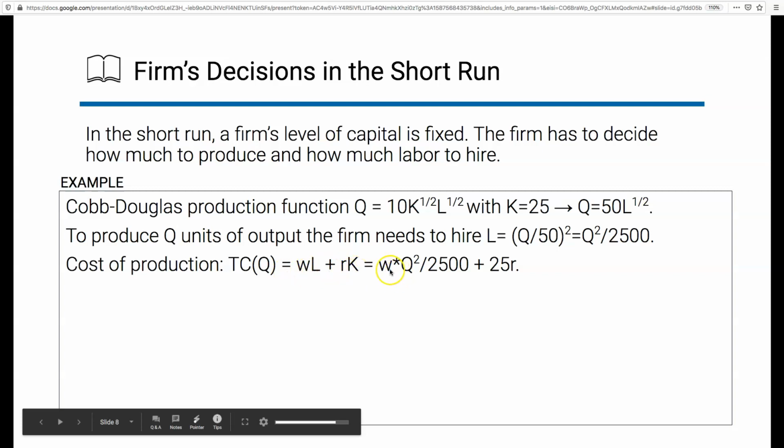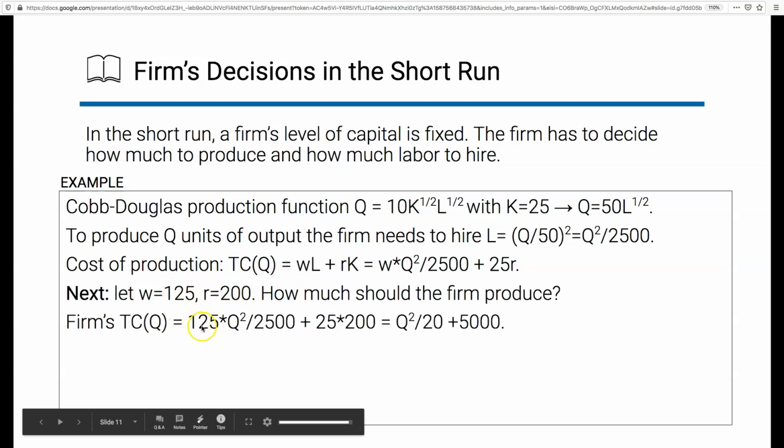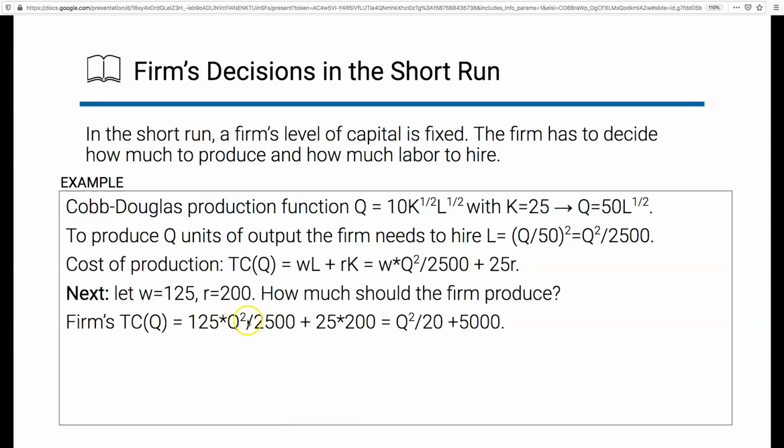So the total cost of production is W times the amount of labor that you need, that is Q squared over 2,500, plus 25 times the cost of capital, because 25 is how much capital you're getting in the short run. Now let's plug in some numbers for the wage rate and the real interest rate. Let's assume that the wage rate is 125 and the interest rate is 200. And then our total costs become 125 times Q squared over 2,500 plus 25 times 200, so it's Q squared over 20 plus 5,000.